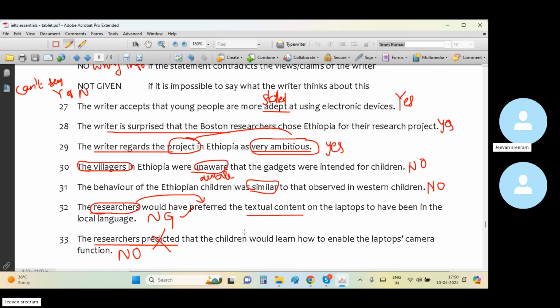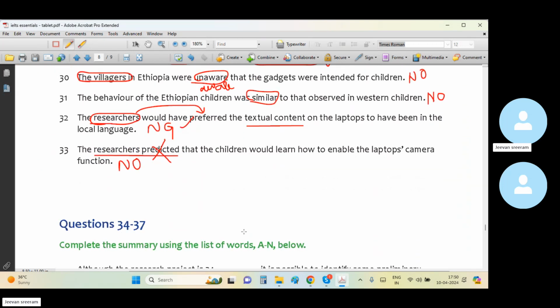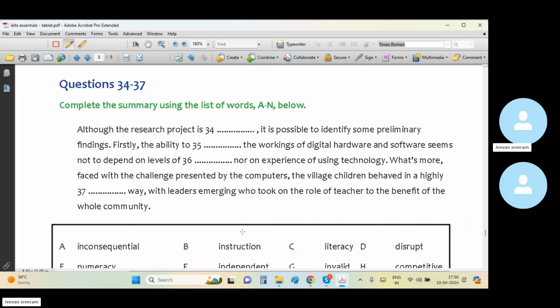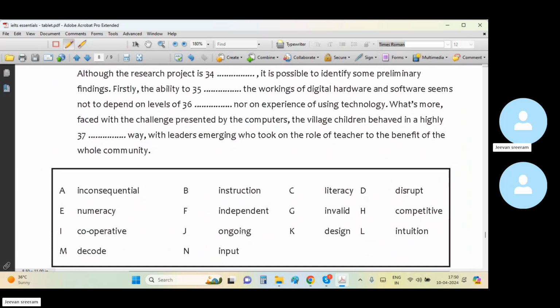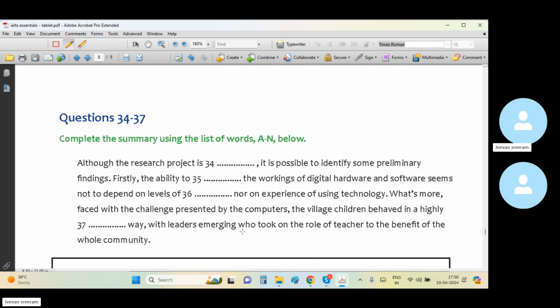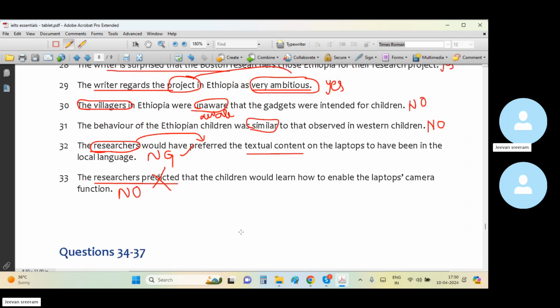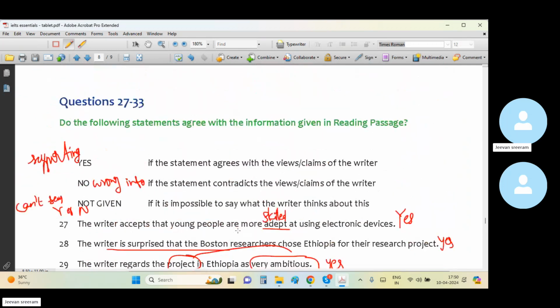Is everything cool? Have you attempted this? No, sir. Maybe you can attempt it now. No? So I'll show you where you have to check for the answers.